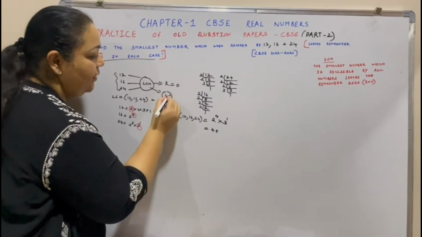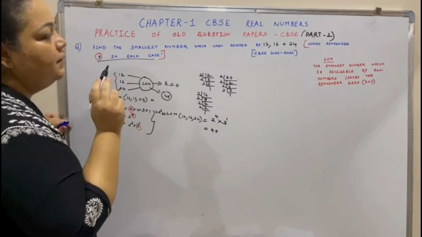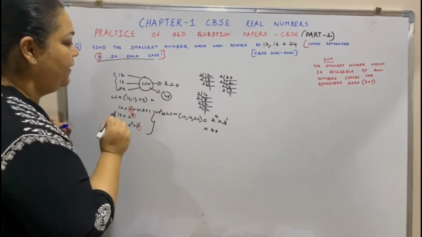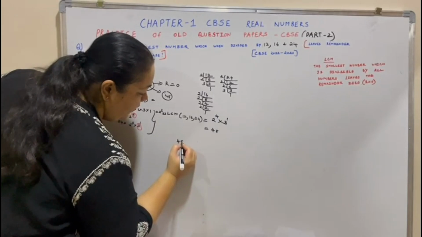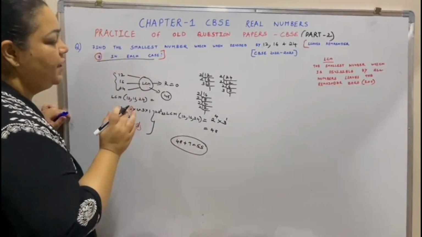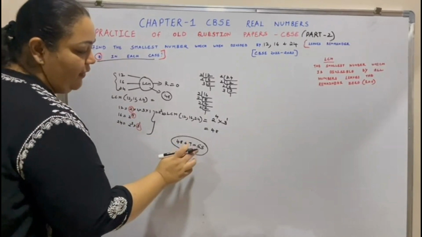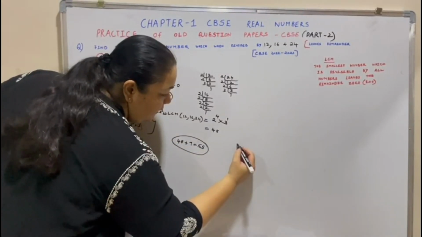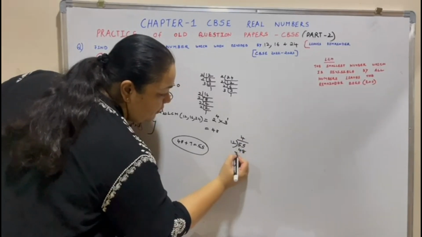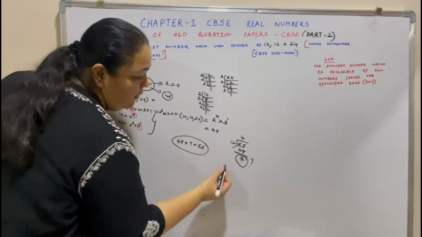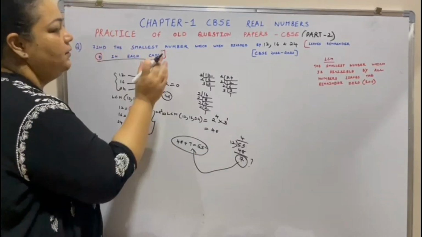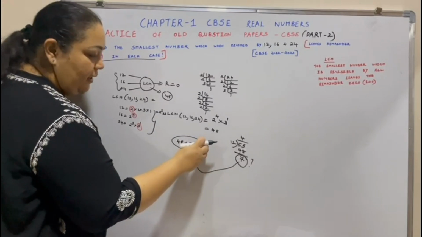LCM is 48. Now in the question they are asking for the smallest number which when divided by 12, 16 and 24 leaves remainder 7. Leaving remainder 7 means 48 plus 7, so 55 is the answer. Can we check how the remainder 7 is coming? When we divide 55 by 12, 12 4s are 48, so it leaves the remainder 7. So the answer is 55, according to the question, the smallest number which leaves the remainder 7.